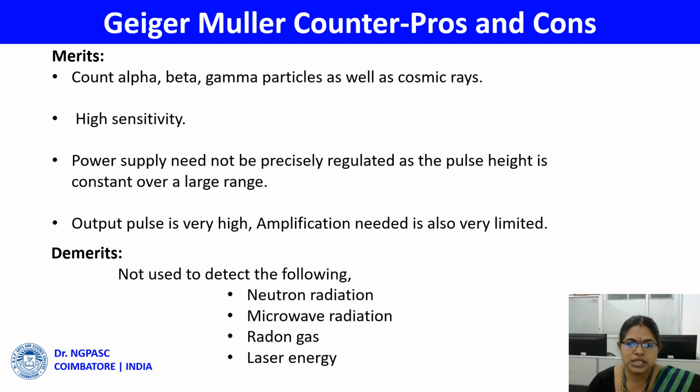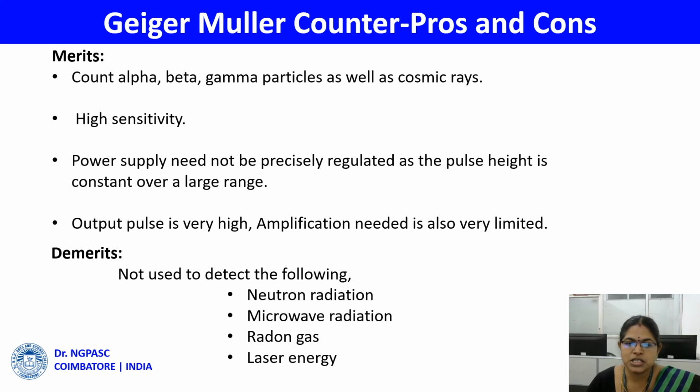What are the merits and demerits of this GM counter? It counts alpha, beta, gamma particles as well as cosmic rays. It shows very high sensitivity, and the power supply need not be precisely regulated, as the pulse height is maintained constant in Geiger-Müller operation, as we saw in the operating graph. The output pulse is very high, so the amplification needed is very limited.